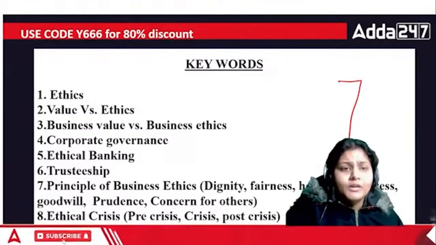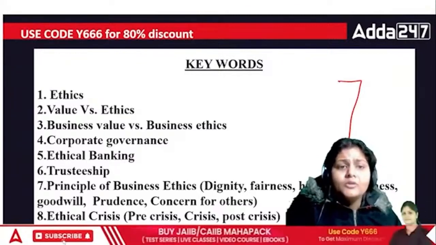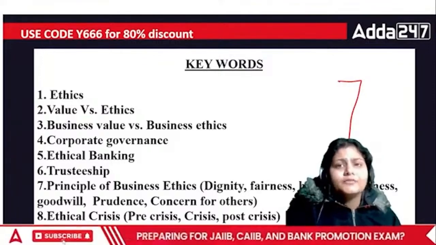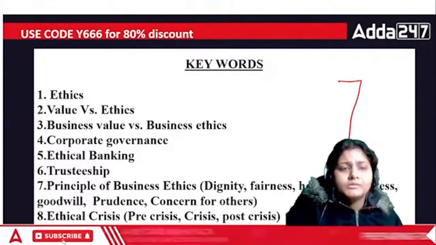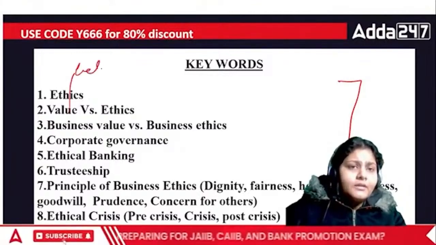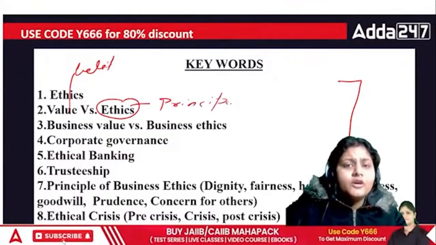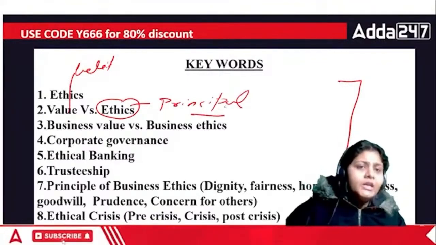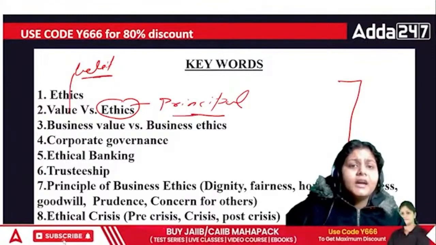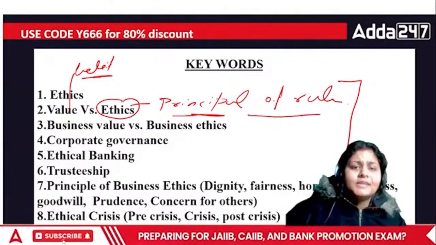Whatever is happening in your life, that is because of your belief. The values are your belief, while ethics are the set of rules. So this is the major difference between ethics and values. Values are your belief, but ethics are your principles. This is the major difference between value versus ethics. It is your belief, and they are the principles of rules. This is your rule and regulation, and it is universal. It is the same for everyone.